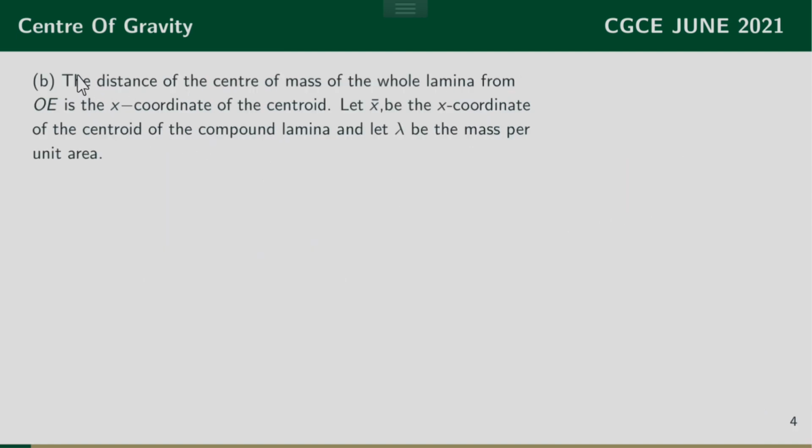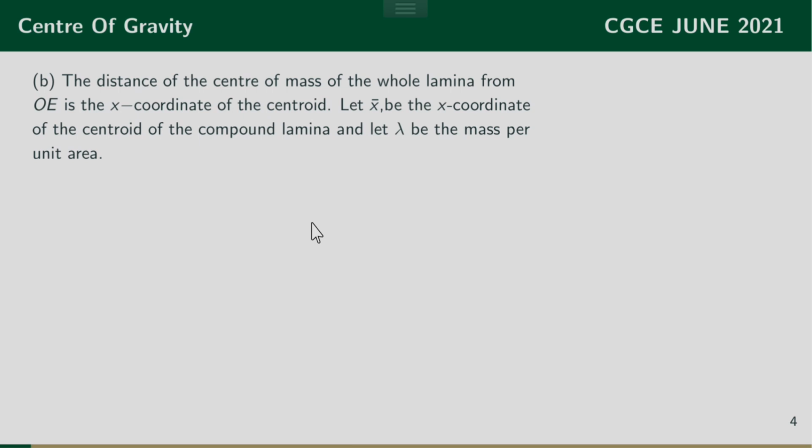Now, the B part is that let us find the distance of the center of mass of the whole lamina from OE. So we are looking for the x coordinate of the centroid, because the distance from OE is the x coordinate. So let x bar be that x coordinate of the centroid of the compound lamina, and let lambda be the mass per unit area. Here I am assuming that the mass is evenly distributed in the lamina. So lambda is the mass per unit area.